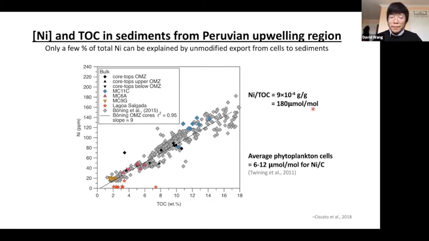But if you take the average phytoplankton cells and take their nickel to carbon ratio into account, it's only about 6 to 12 micromolar per molar nickel to carbon ratio. So that means that in sediments, at least in organic-rich sediments, only a few percent of total nickel can be explained by an unmodified export from cells to sediments. So this suggests that there has to be another mechanism that enriches nickel into the sediments.